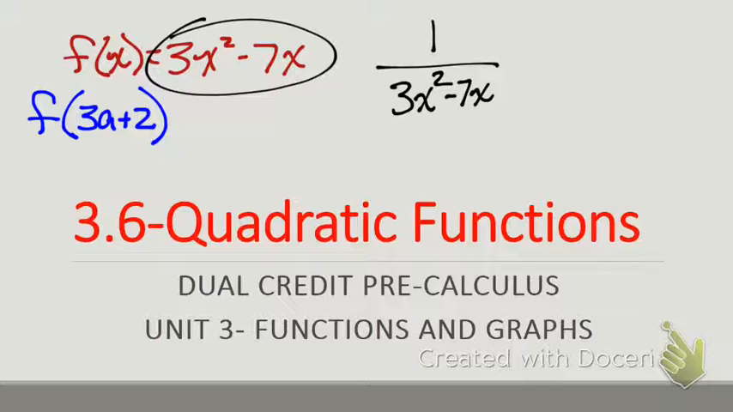All real numbers except for 0? Can't be 0. So I would need to factor that to figure out the values that would make my denominator 0. It's not that x can't be 0. It's that my denominator can't be 0.